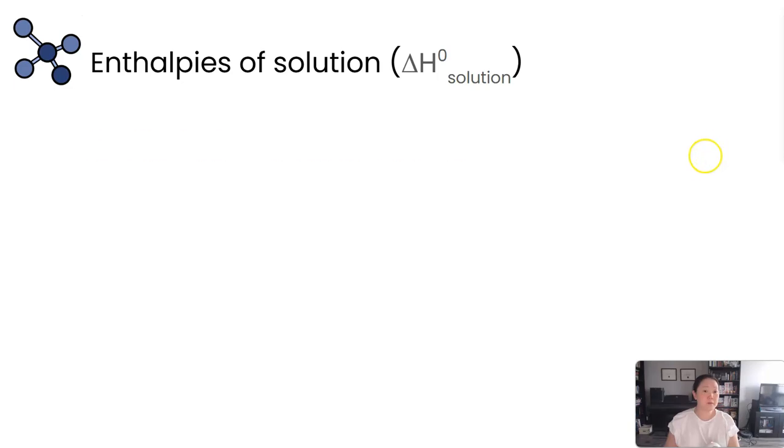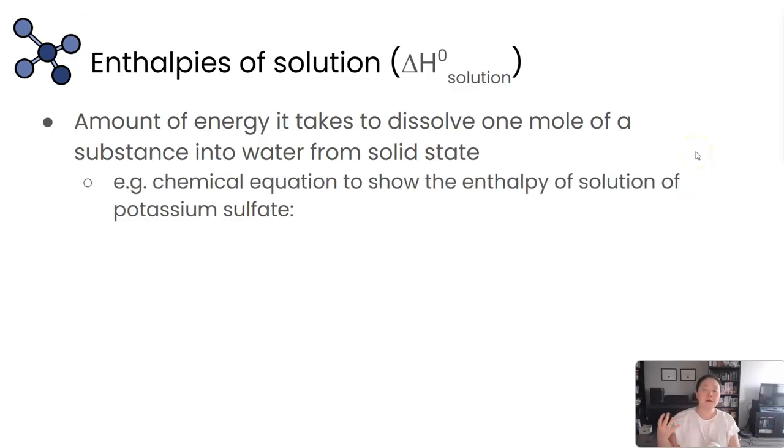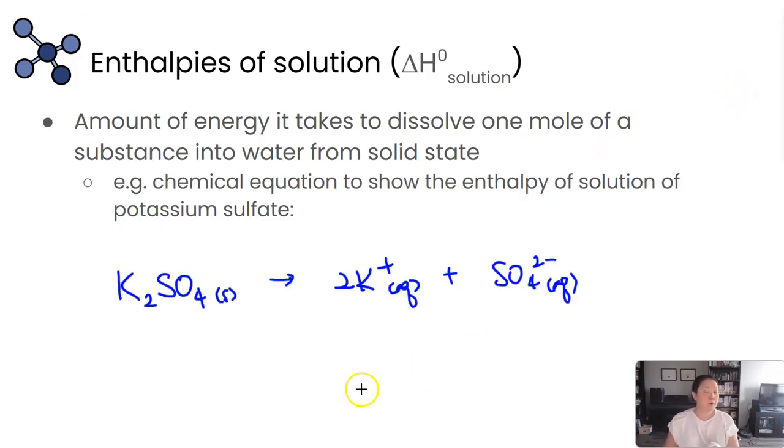For your enthalpy of solution, it's basically the amount of energy it takes to dissolve 1 mole of a substance into water from solid state. And so basically, if you have something like potassium sulfate, it's going to look something like this. Remember that when you are dissolving an ionic compound, it's going to dissociate into the ions that it's made of. And then make sure you're balancing everything, again, based on 1 mole of the compound in question.